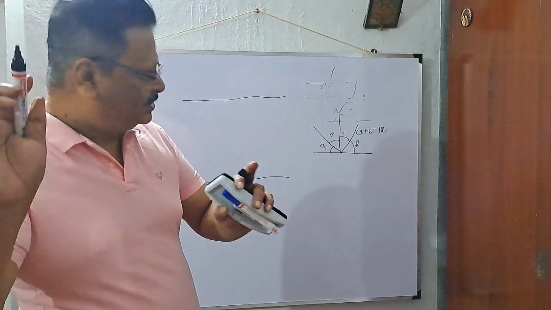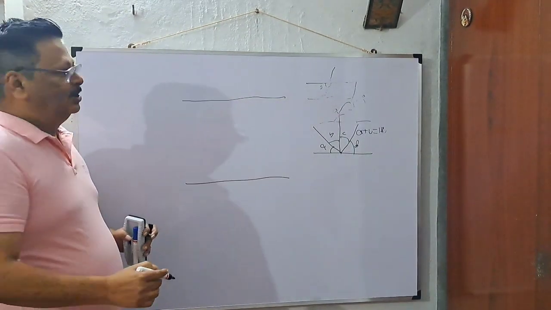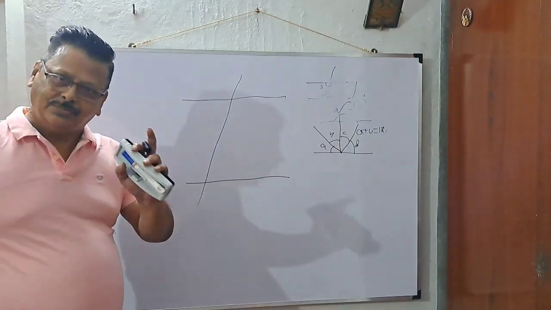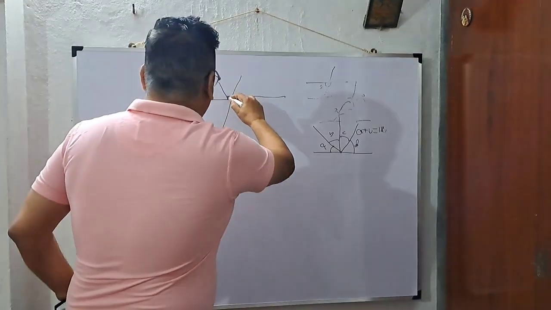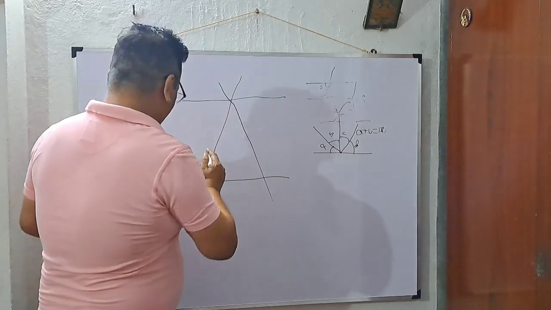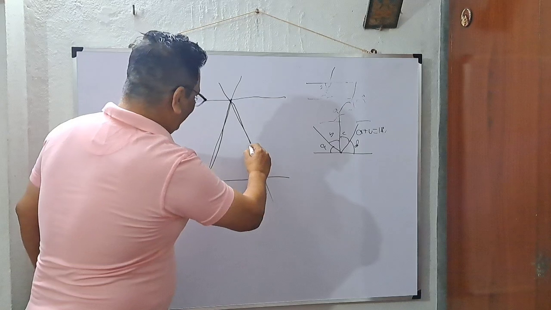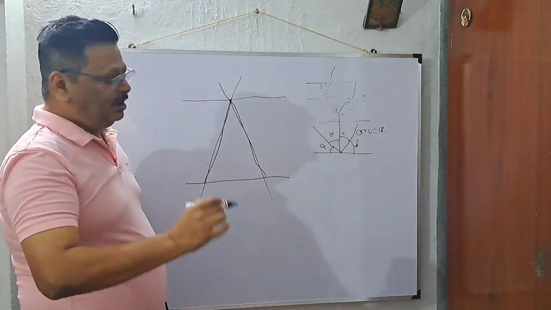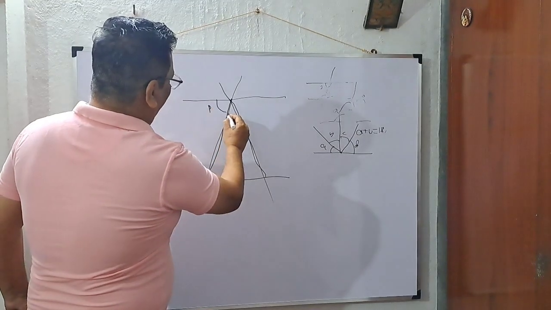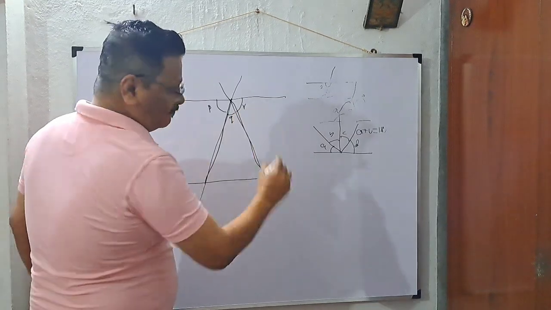Now why all this? See, have a look. So this is a straight line and they are parallel. So we draw a transversal. Correct? Now we draw another transversal like this. Right? So we have a triangle. See, now this is a triangle. Now let us call this angle as P, this angle as Q, and this angle as R.